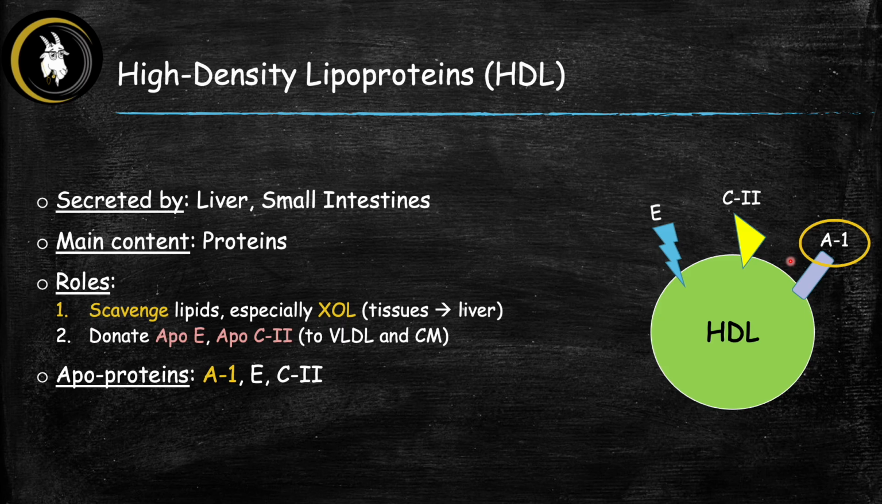And then the other one is ApoA1, and this is the one that's unique to HDL. So HDL is the only lipoprotein that has A1, and you can remember that because A is a good grade and HDL is the good cholesterol, so HDL is the only one that gets the A grade.